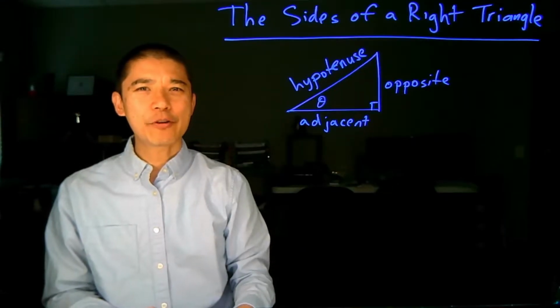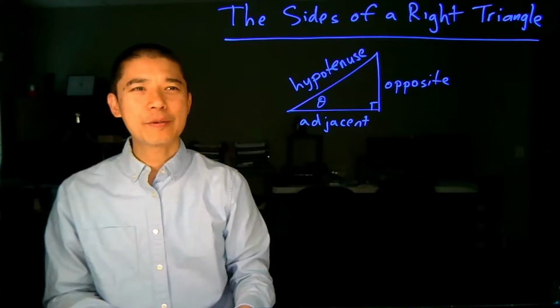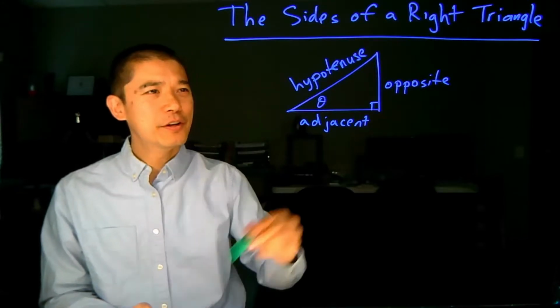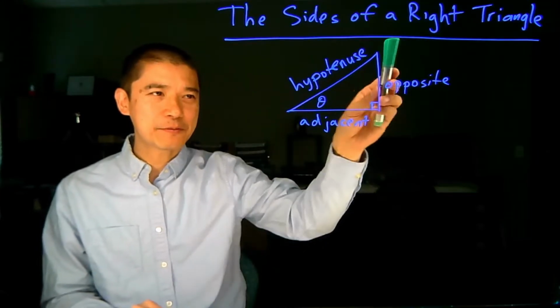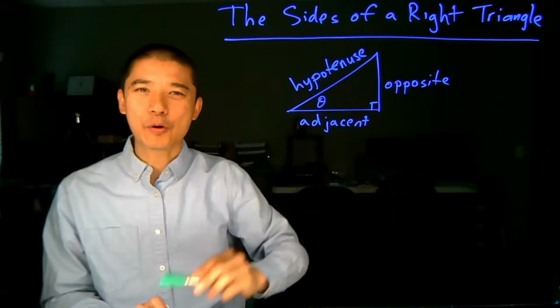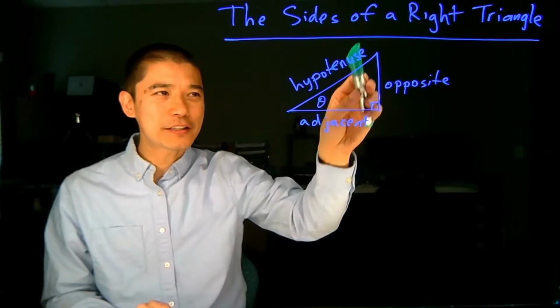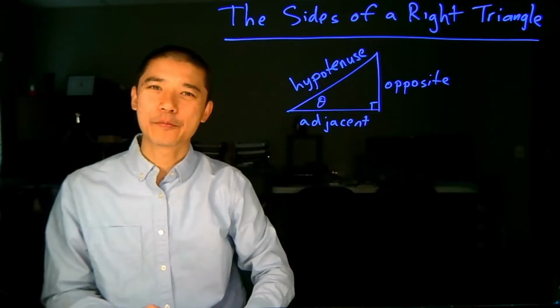As we move into right triangle trigonometry, we have to say a few words about how we name the different sides of a triangle. So here we have a diagram. We have an angle theta that's labeled, and then we have names for the different sides. Now the hypotenuse will always be the hypotenuse. It's always the longest side, and it's always across from the right angle.